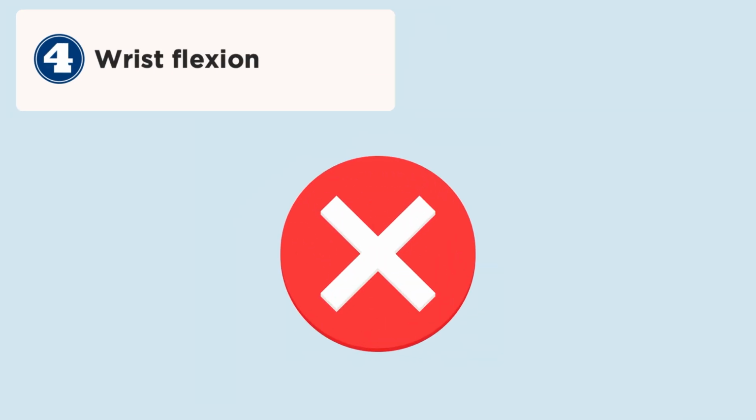Option 4, wrist flexion. Neither ULTT1 nor ULTT4 requires wrist flexion. Both tests utilize wrist extension as part of their movement sequence. So limited wrist flexion would have essentially no impact on either of these tests. This option can be eliminated quickly.